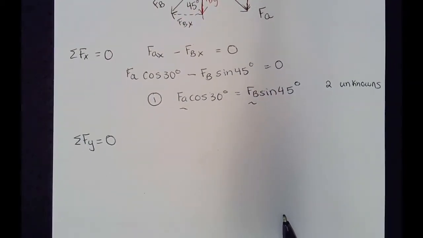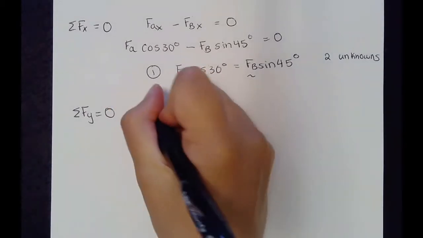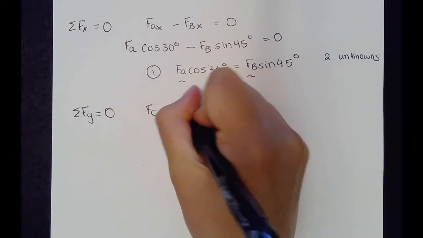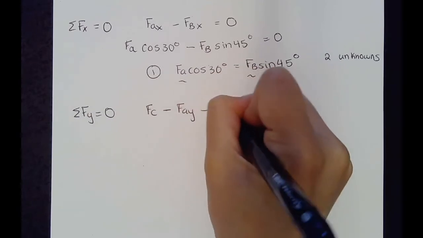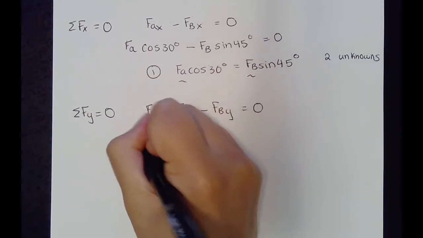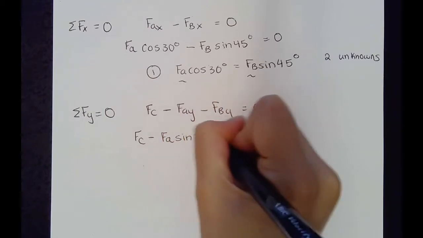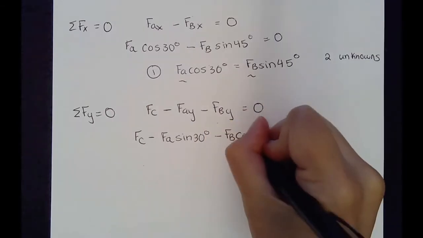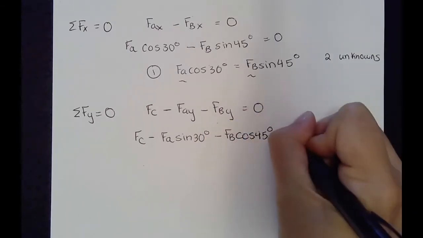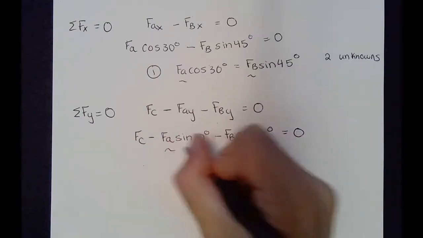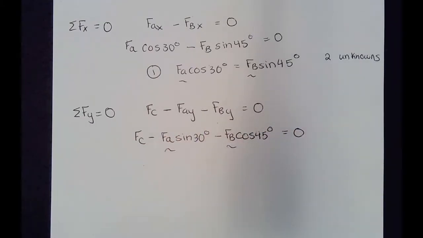Okay. So we have fc minus fay minus fby equal to 0. That's fc minus fa sine 30 minus fb cos 45 equals 0. And again, two unknowns here, fa and fb, are the same unknowns. So at this point, I'll call that equation 2. And we have two equations and two unknowns. So you might remember from math that a good way to solve this is by substitution.